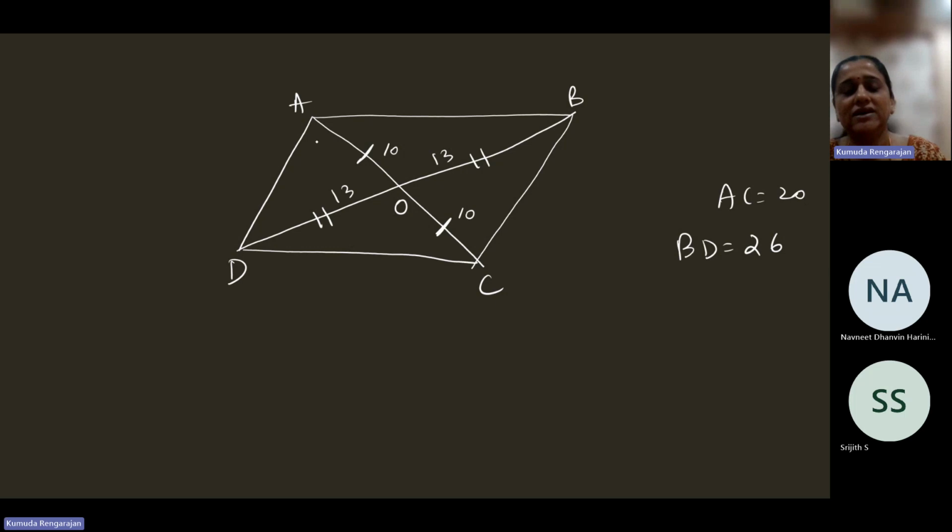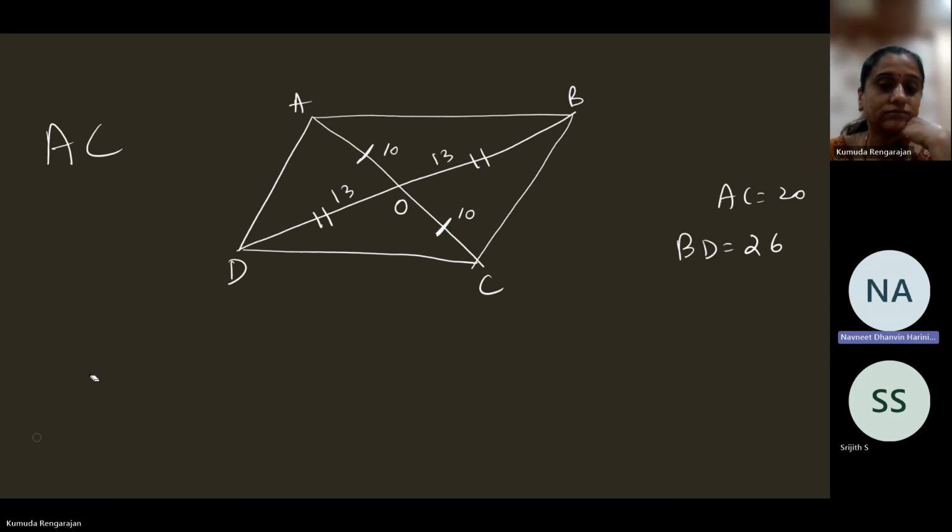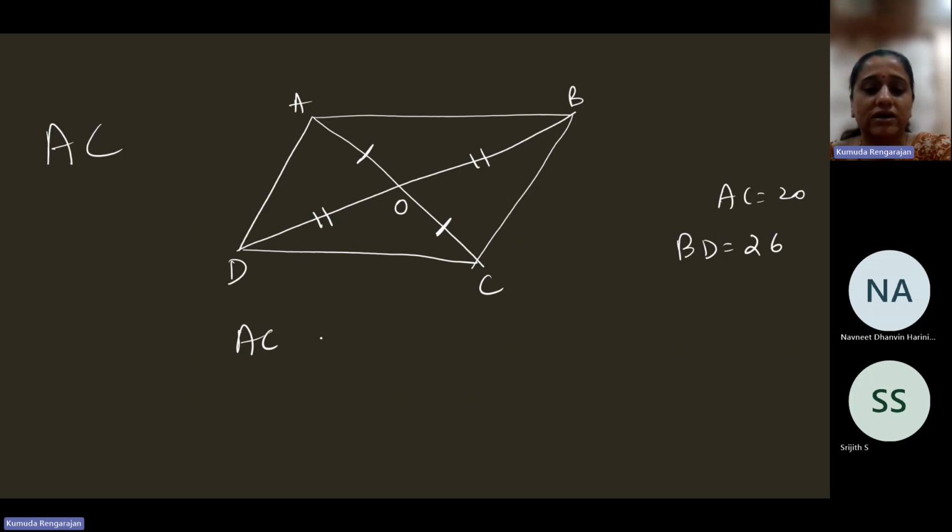That means AC cuts BD into two equal pieces, and BD cuts AC into two equal pieces. Now tell me the two equal pieces of AC. Name them. OA, OC. Correct, AO and OC.